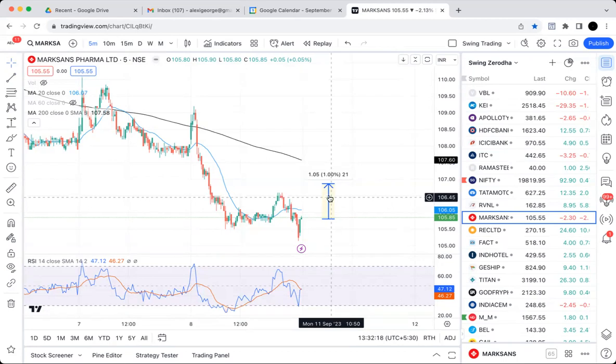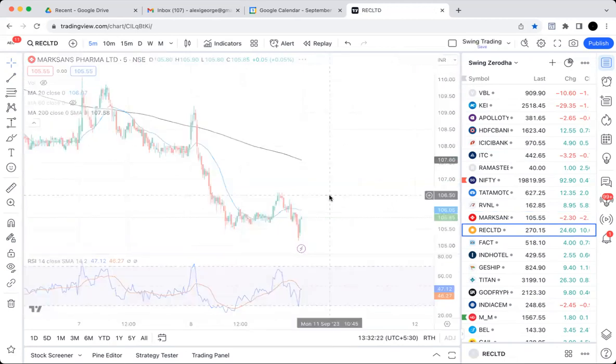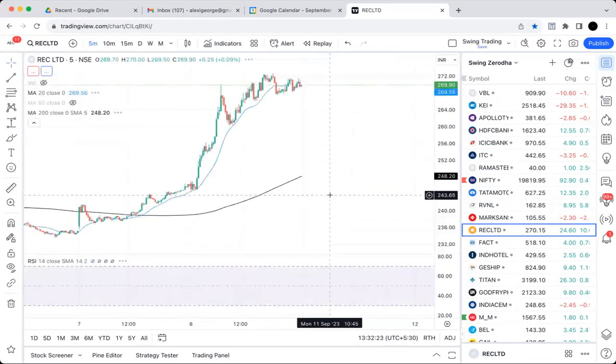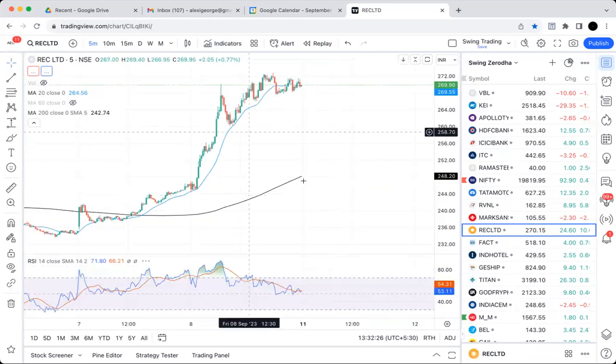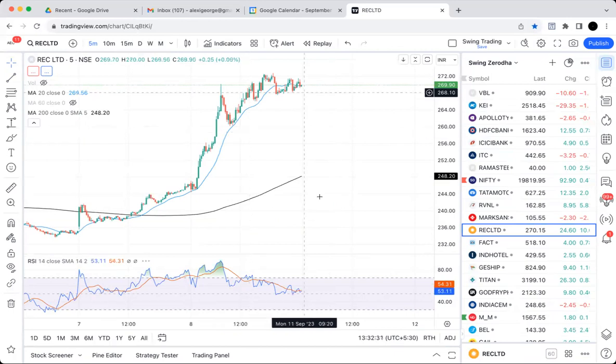All right, let me get rid of this drawing here. All right, let's go to the next one. REC Limited. All right, look at that. The 20-period moving average has gone above the 200, and I would not enter because it's just going to go back down again.